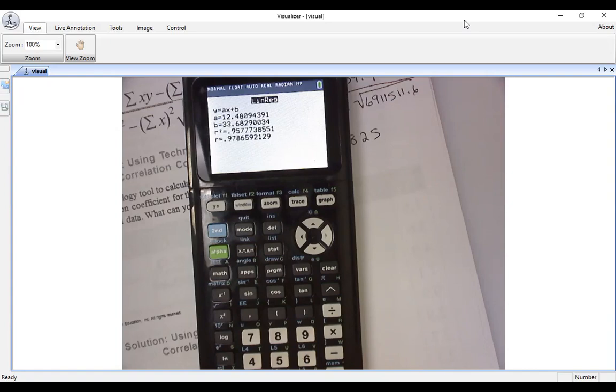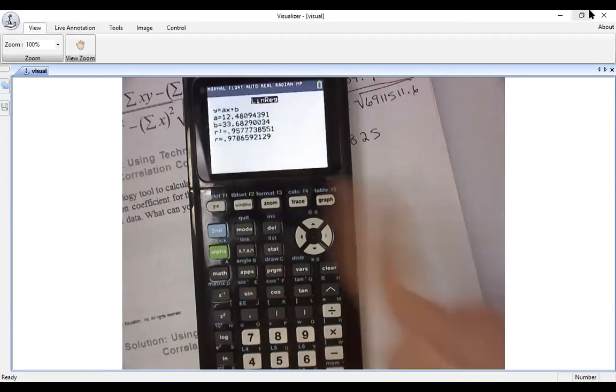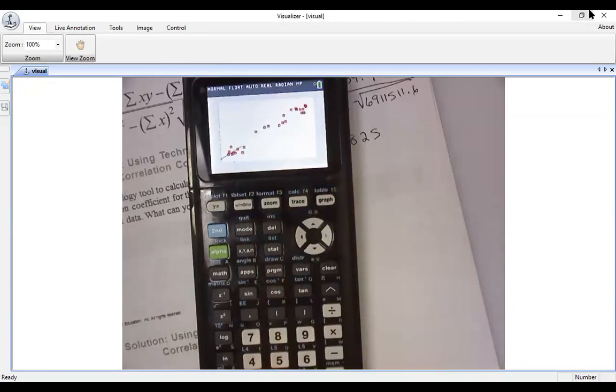Now, I do want to show you this real quickly, because I had you put into the Y1 this equation. Let's go look at the graph now. Remember, we set the window for the Yellowstone scatter plot earlier. Now if I hit graph, that's kind of cool. It actually shows me where that linear regression belongs in relation to all those points.